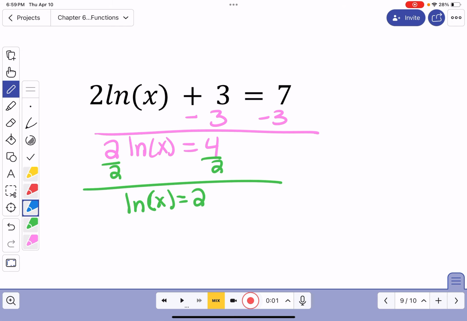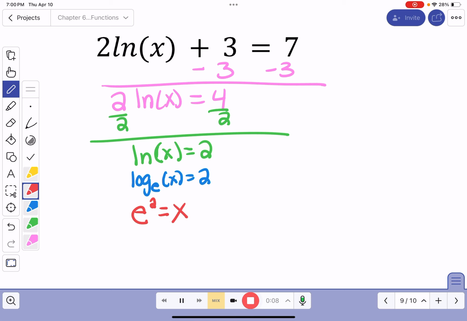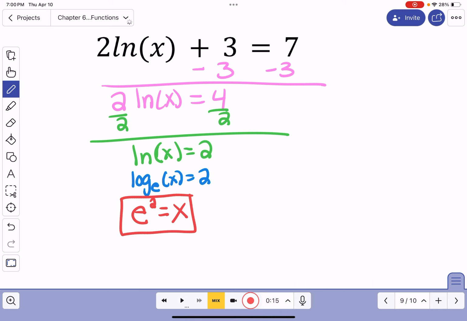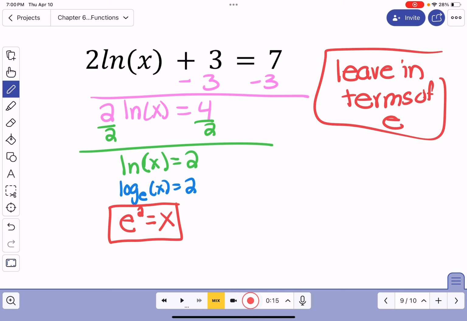We're going to use that exponential rule to rewrite it. Remember, ln is the same as log base e. So if I rewrite that, it's e squared equals x. And that's what we want. We want to know what x equals. Now, when you have an e in there, you're just going to leave it. That's called leaving it in terms of e. There's no point in figuring it out and rounding. E squared is fine. Once you have x equals, that's where you're going to stop.